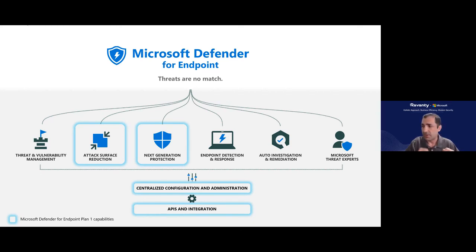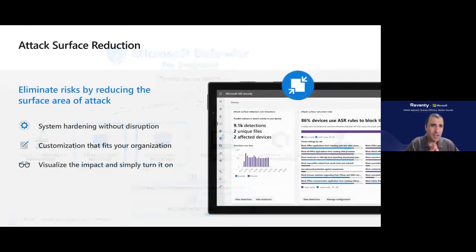Defender for Endpoint really kind of brings that to the next level. I talked about attack surface reduction and eliminating risks, right? Hardening the security on the device level. So attack surface reduction gives you that control on the device, with different policies to harden things on the device.